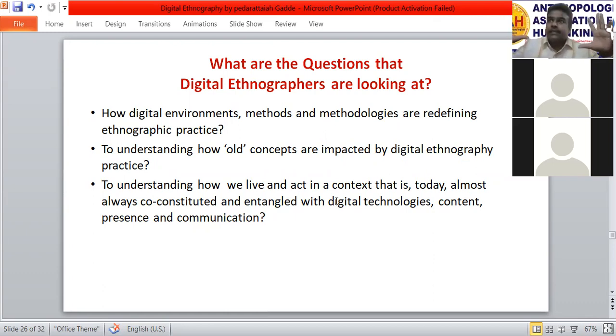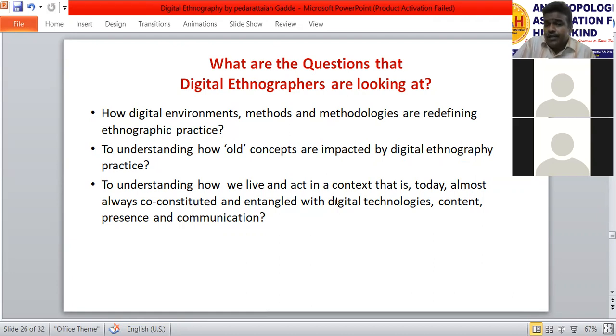This is the scope, or these are the possibilities. These are the areas where we can also examine in our local context. So to give that kind of idea, I want to read their research questions or research problems for you. What are the questions that digital ethnographers are looking at?